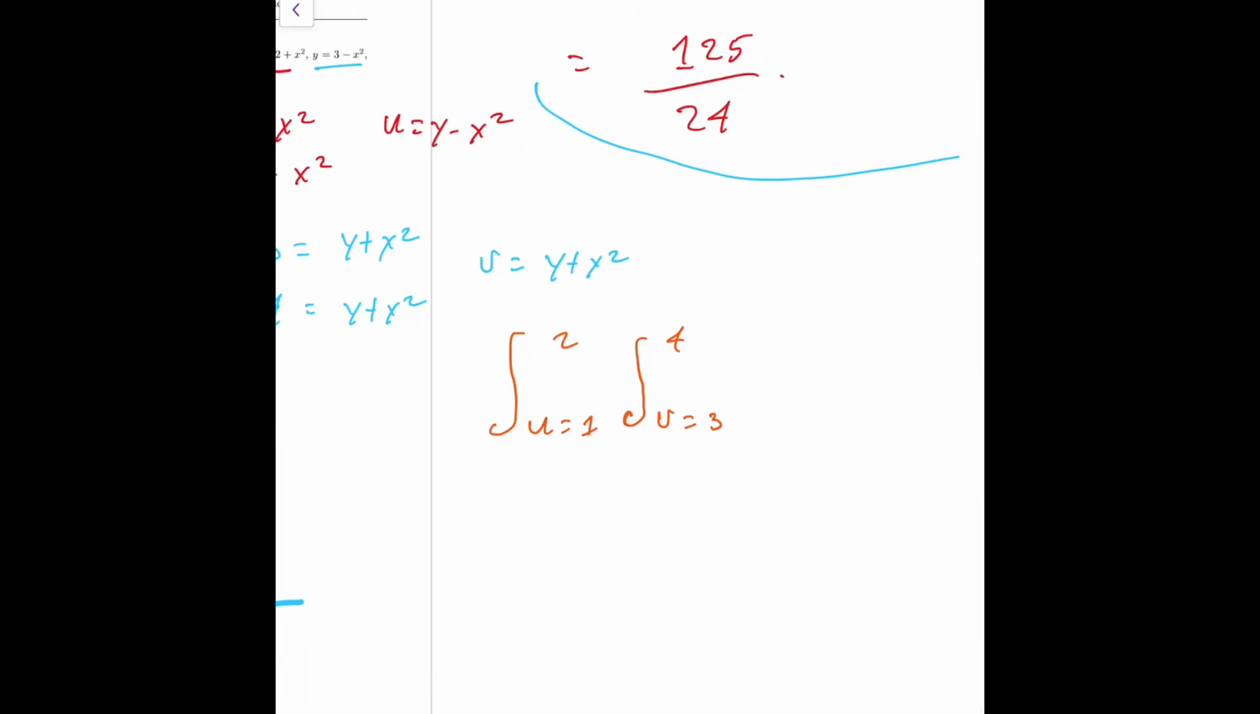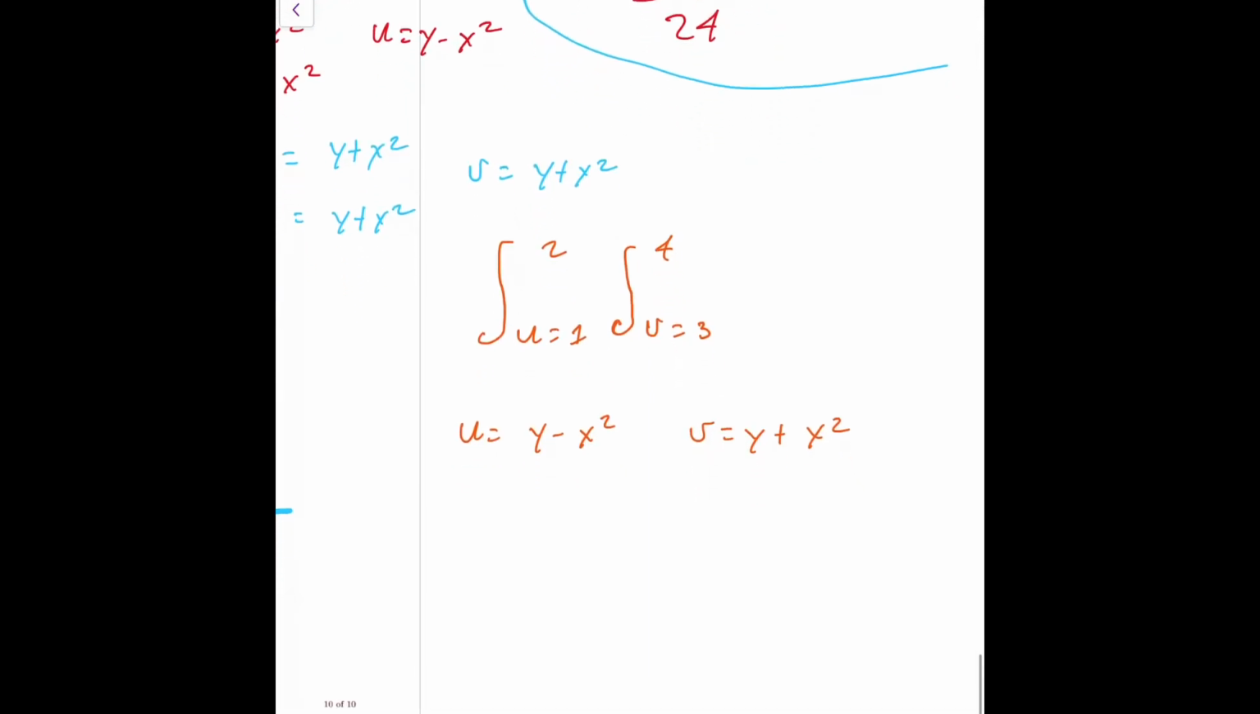Okay, but now notice we have something different here. In this problem, we know that u is equal to y minus x squared, and we know that v is equal to y plus x squared. That's different than the problems that we saw before. In the problems that we saw before, we had x as a function of u and v. So now we're going to have to do something a little bit different. We're going to have to solve these equations for x and y in terms of u and v.